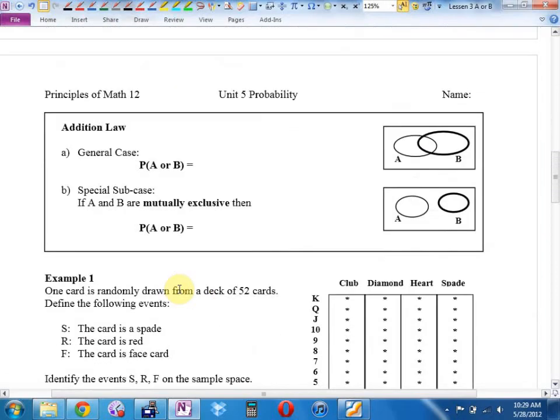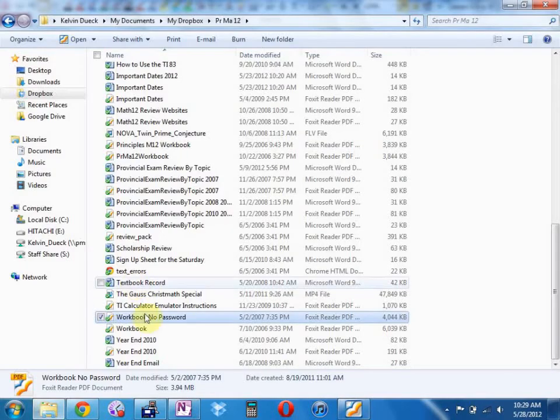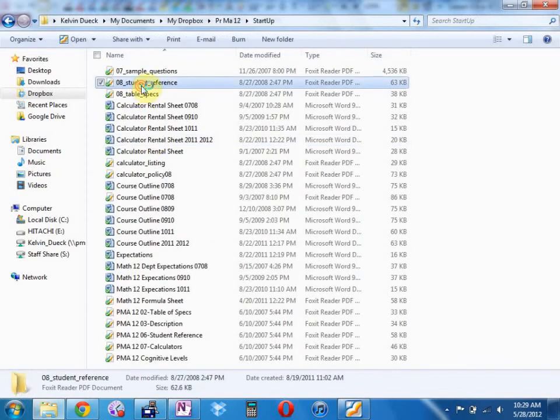The addition law. So the probability of A or B is the probability of A plus the probability of B minus the probability of A and B. Or if they're mutually exclusive, then the and part doesn't matter. You guys have those equations on the previous page. You can just copy them out, but I'll show you. You get these on your student reference sheet, on your formula sheet.